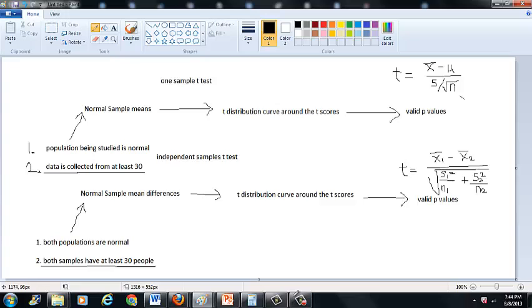The bottom of the t-score formula right here would be called the standard error of the mean. It's the basic type of standard error that we talked about a while ago. And it's actually an estimated standard error of the mean, just because it uses a standard deviation of a sample, which is the S right here. So the bottom of this t formula for a one-sample t-test is called the estimated standard error of the mean.